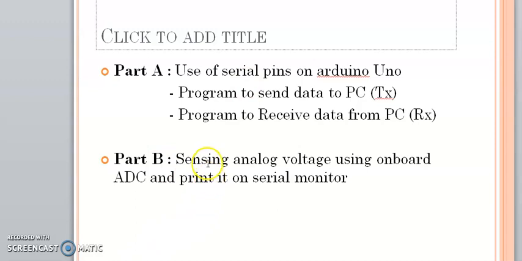Part B is to sense the analog voltage using onboard ADC and print it on a serial monitor. Related to this second part, you now know how to print a message to the serial monitor. Now we will emphasize how to sense analog voltage using onboard ADC.